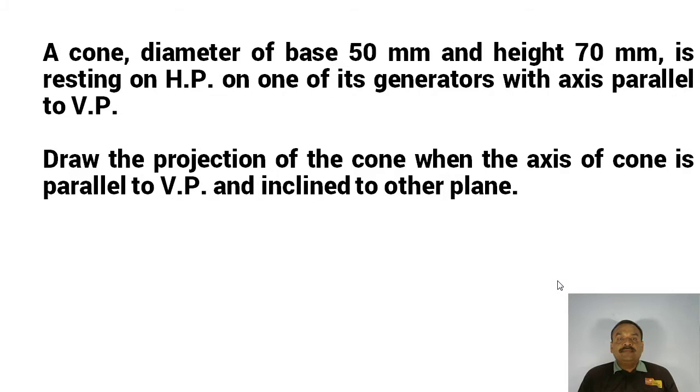Now the problem statement. A cone with base diameter 50 mm and height 70 mm is resting on HP on one of its generators with the axis parallel to VP. Draw the projection of the cone when the axis of the cone is parallel to VP and inclined to the other plane. The key point of the problem: assume the first angle projection system.